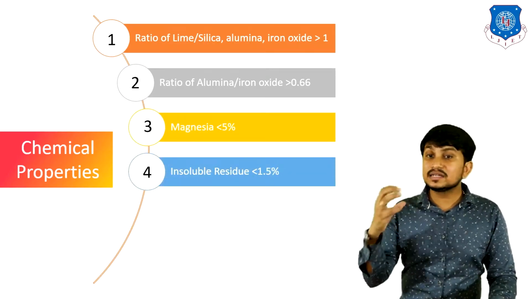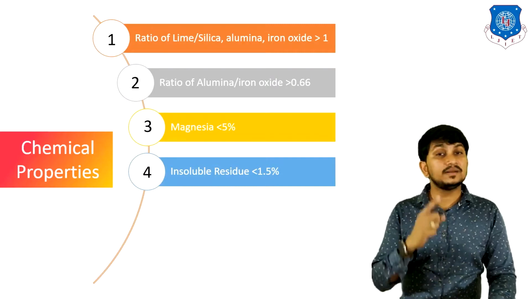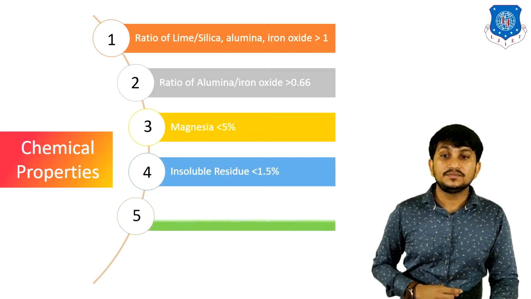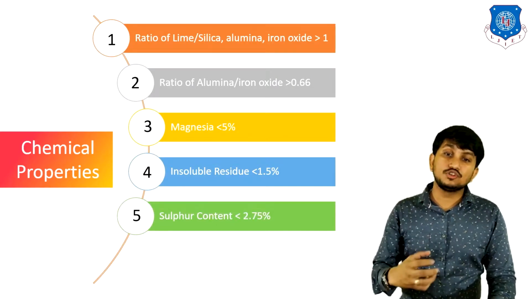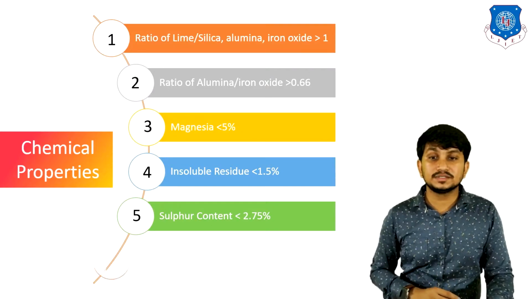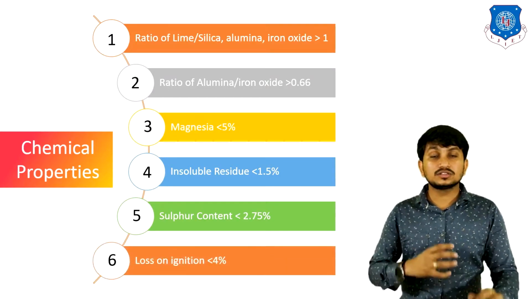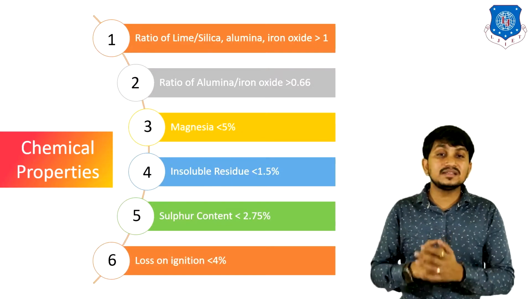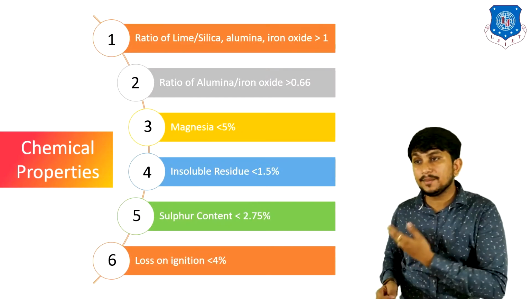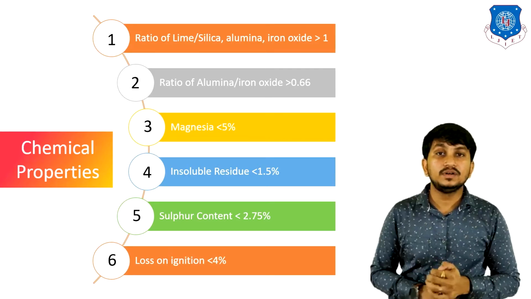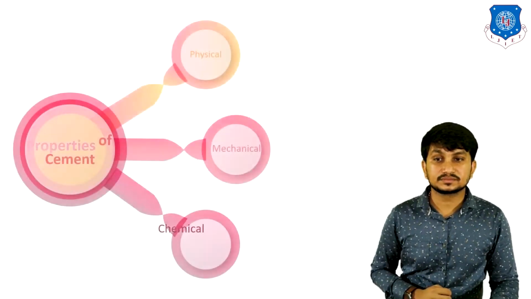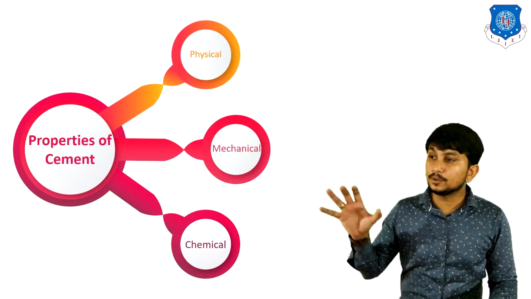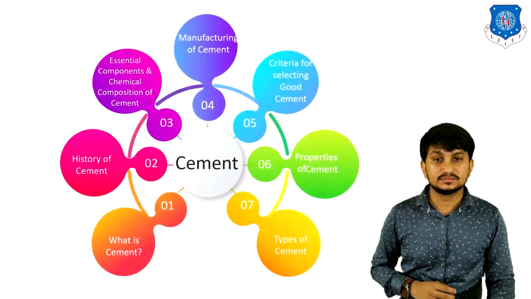Fourth, insoluble residue content should be less than 1.5%. Fifth is sulfur content should be less than 2.75%. And loss of ignition, okay, of the cement should be less than 4%. These are the chemical parameters of the cement. That's all about the properties of the cement.